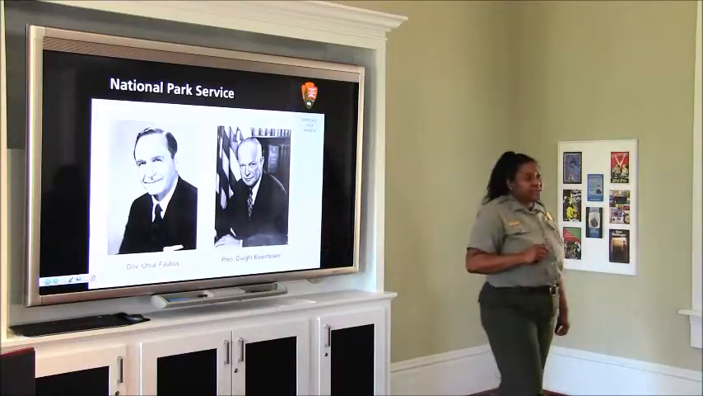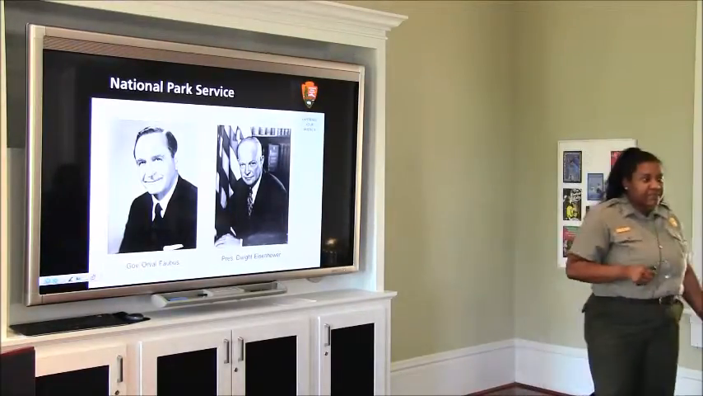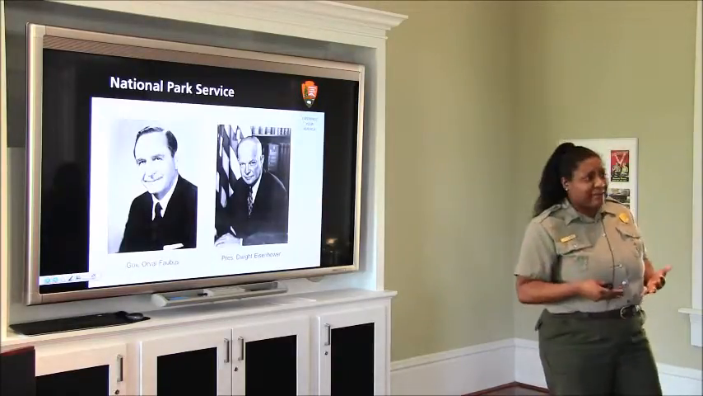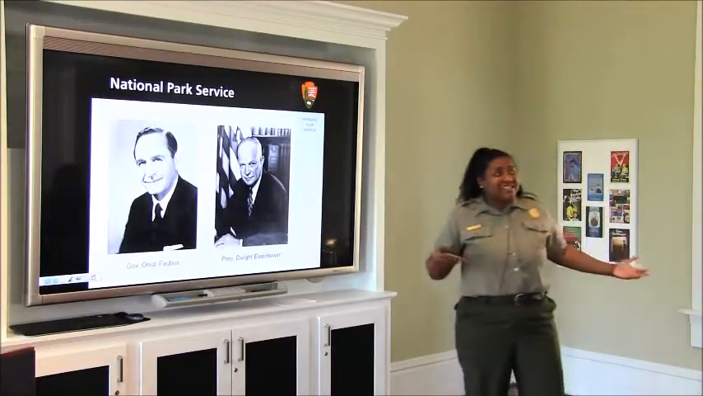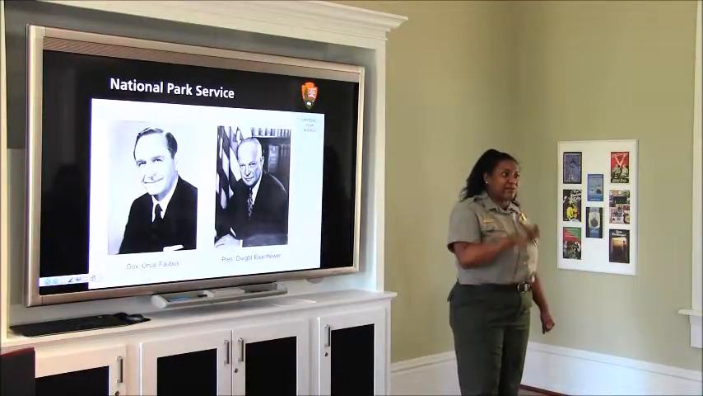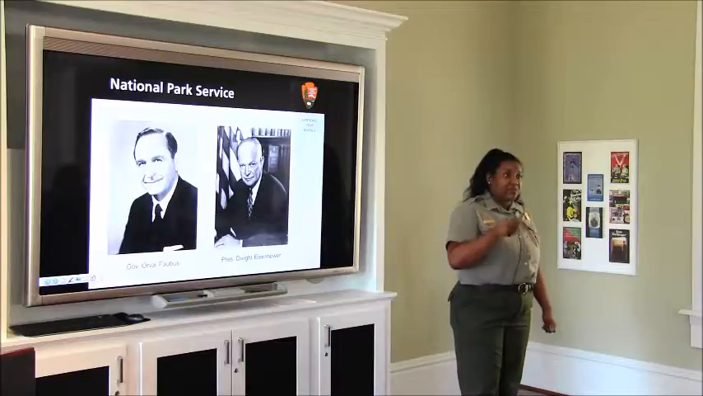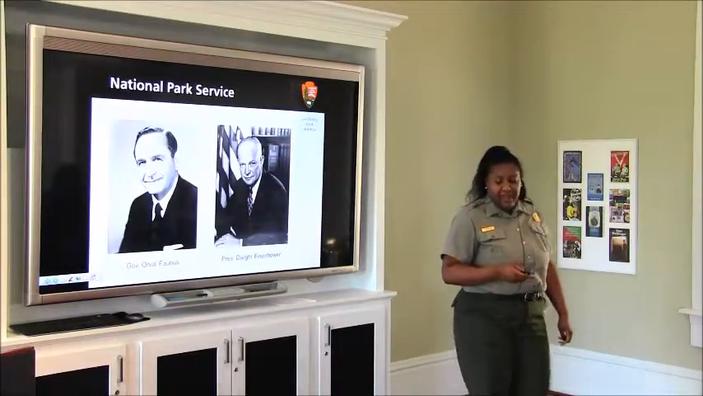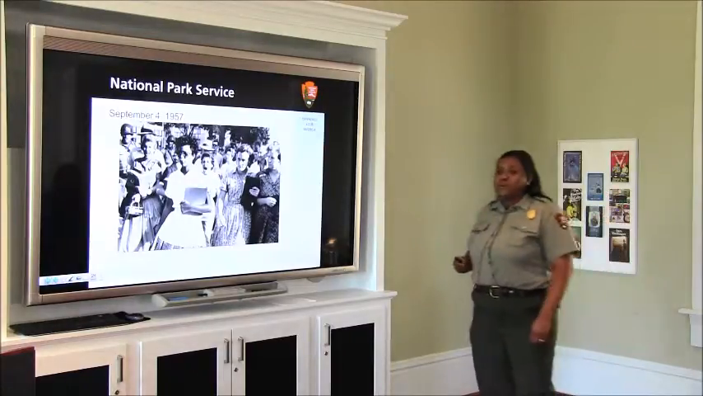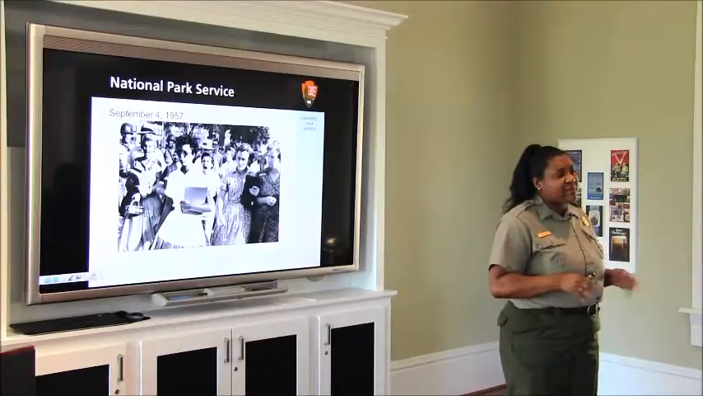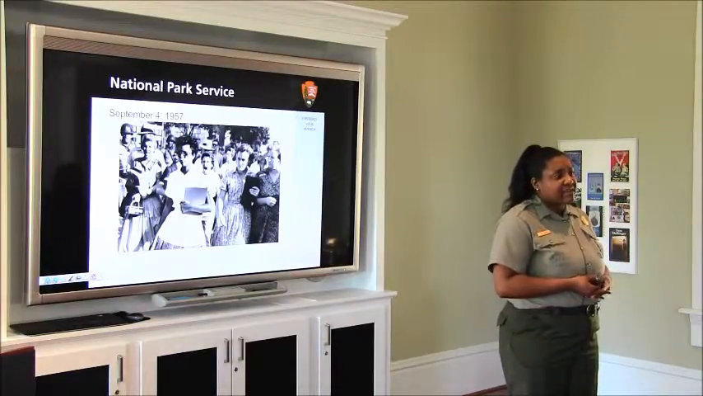And then you have President Dwight Eisenhower, who's a Republican. When the Brown decision comes down, he doesn't necessarily agree with the Brown decision. He says the country is not ready for this. But he also is a firm believer in federal law and order. And so if the Supreme Court says it is going to happen, he's going to abide by that ruling. Now, the day before the first day of school, Governor Orval Faubus has a live news broadcast around 7 o'clock that evening.